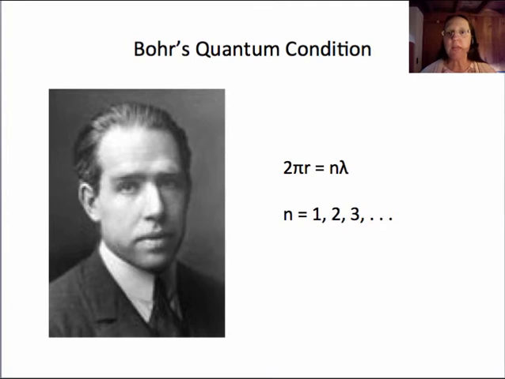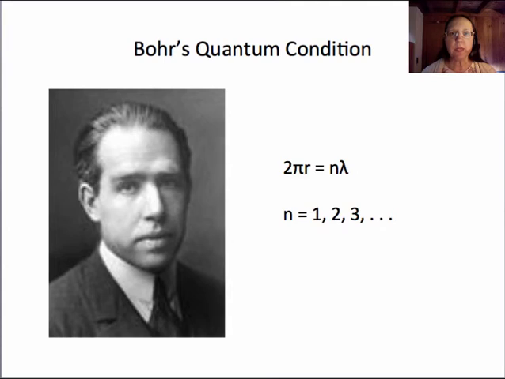So the wavelength of an electron in an atom must be a whole number multiple of the circumference at its distance from the nucleus, or 2 pi r equals n times lambda, or the wavelength, where n is a whole number, 1, 2, 3, etc. This n will be our first quantum number as we begin to describe electrons in the quantum model of the atom.